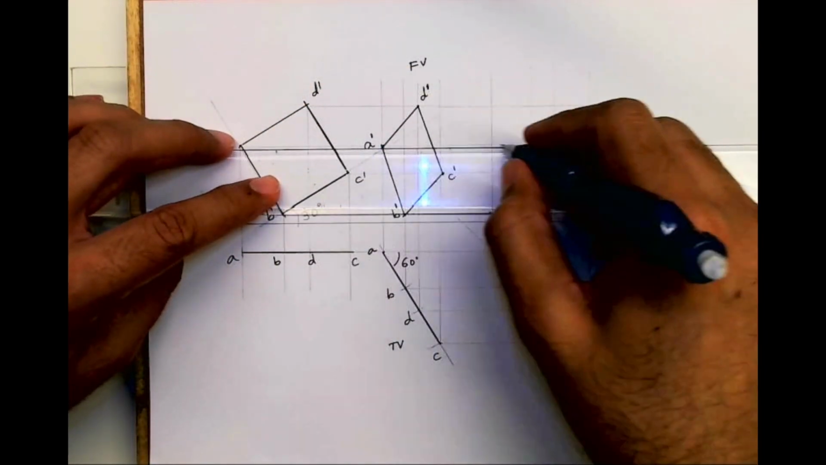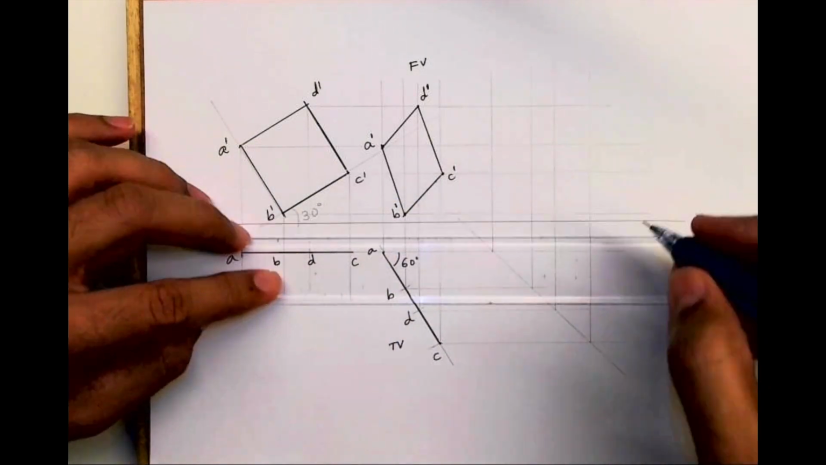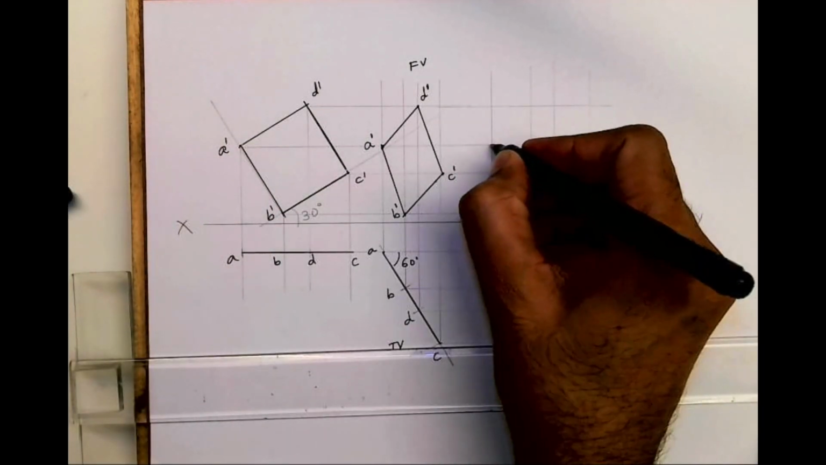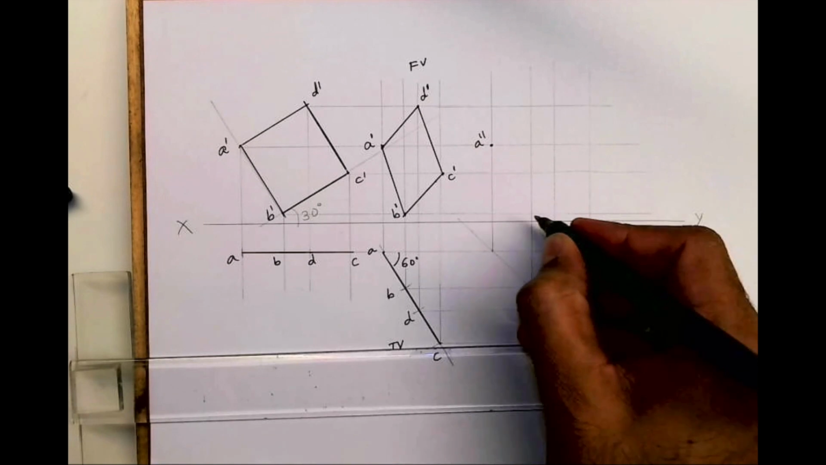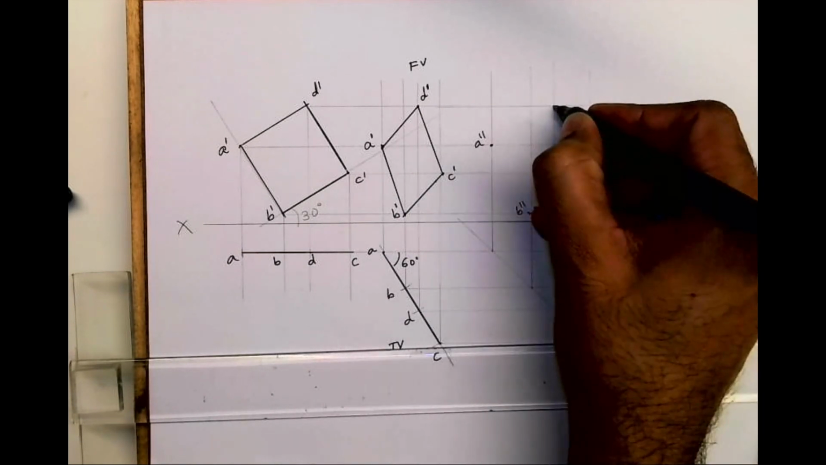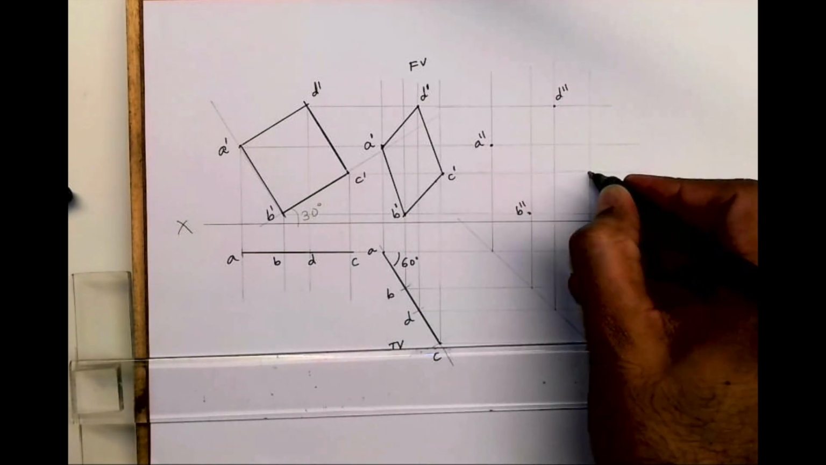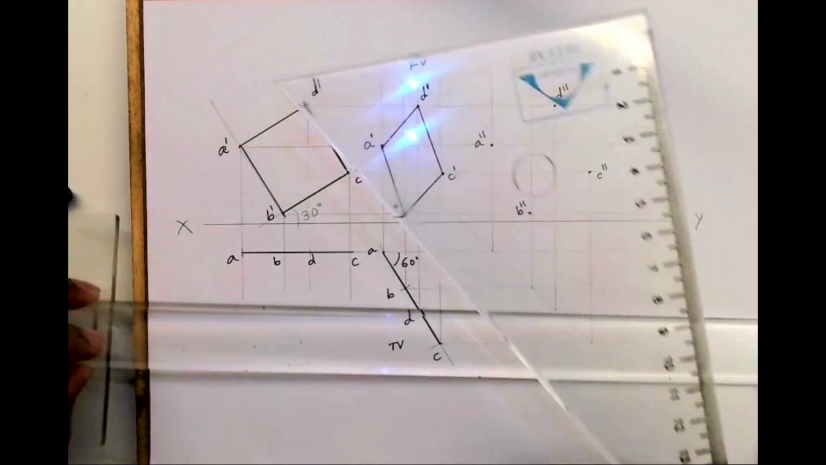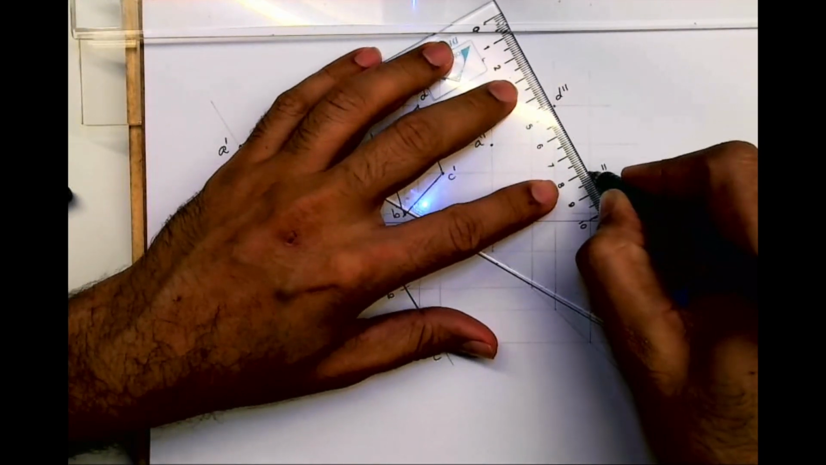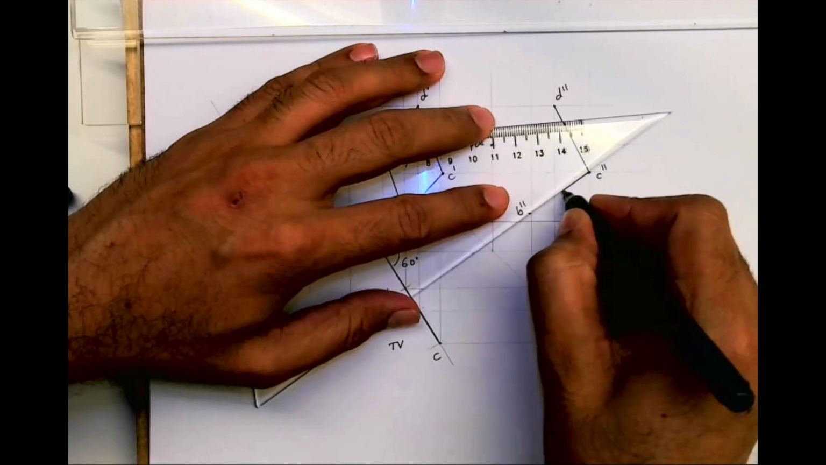You project from here D, A, C and B. You draw a line like that. A from here, A dash from here, A double dash. Same for B double dash, D double dash and C double dash. So then you join this, you will get the side view.